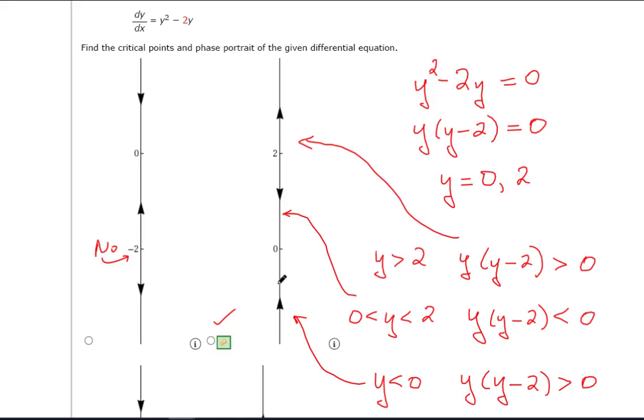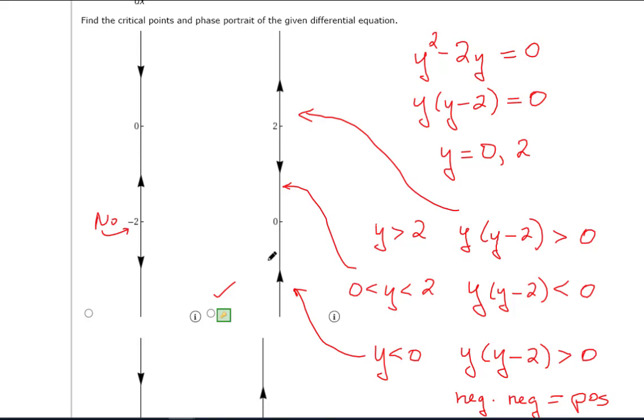Well, what happens if I have a starting point under 0? If this part is under 0, that's negative. This is negative. The product of two negatives is positive, and so it's moving upward. So any points around 2, if they're above 2, they're going to run off to infinity. If they are under 2 but bigger than 0, over time they're going to decrease to 0. Anything under 0 is going to just decay to 0.